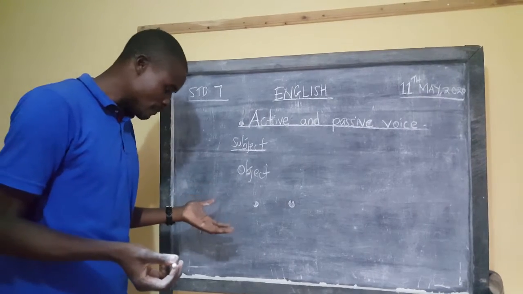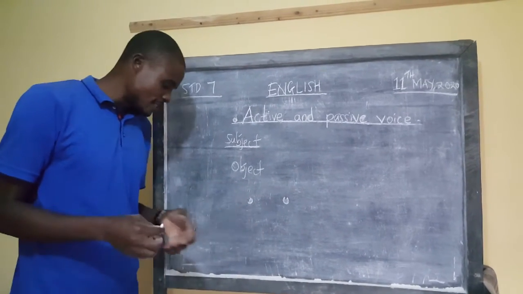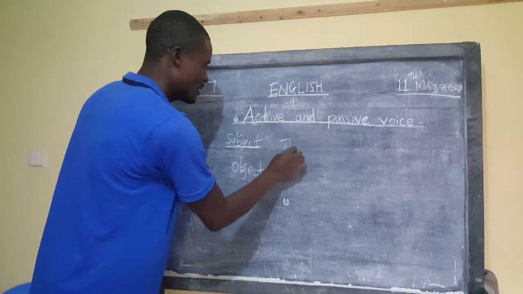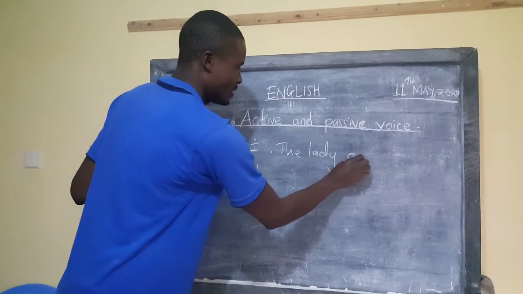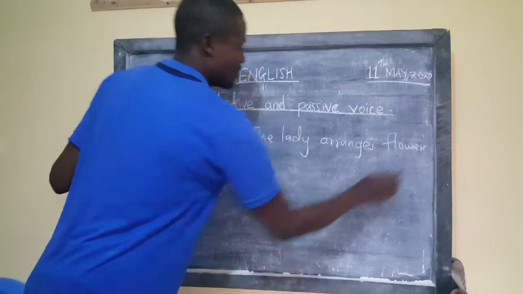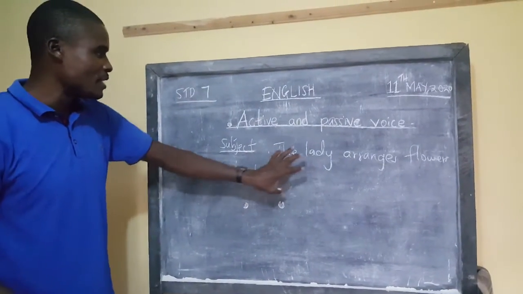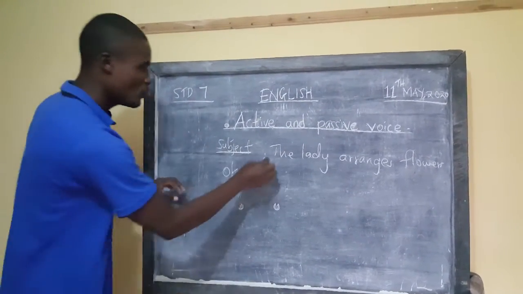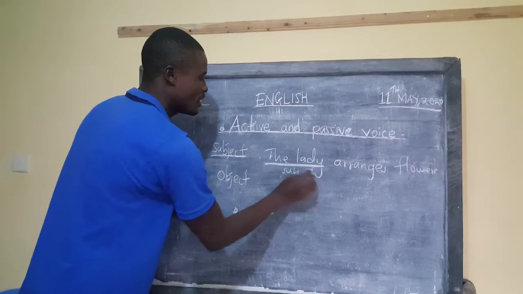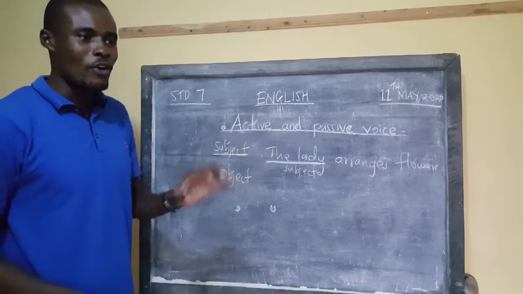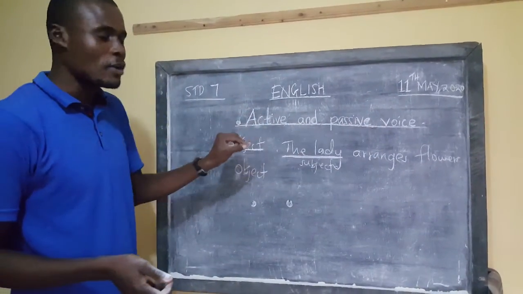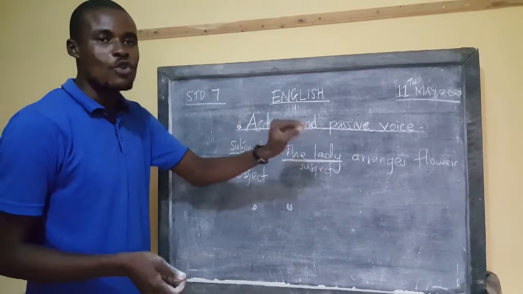Take a simple example, like the lady arranges flowers. We have that part, the lady. Let us observe what is the subject in this sentence and what is the object. So the lady here is the subject. And ask yourself, what is a subject? This is the doer of an action in a sentence. The lady is arranging the flowers. So the flowers are being arranged by who? By the lady. So the lady is the doer of the action.